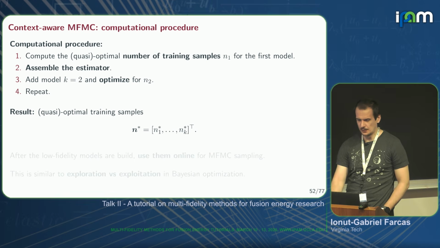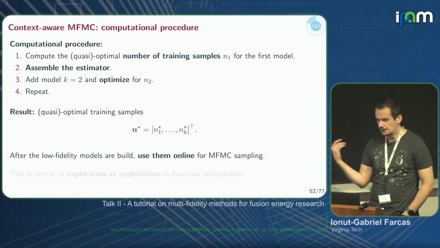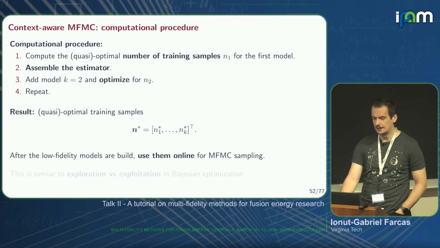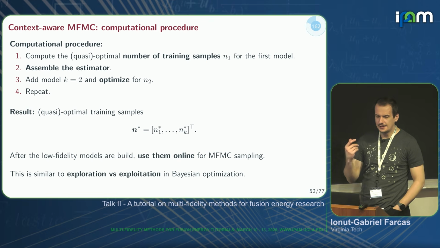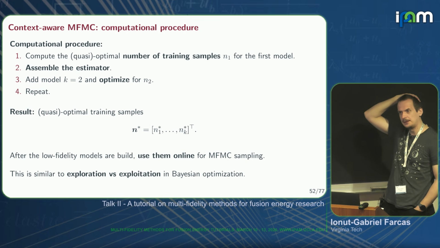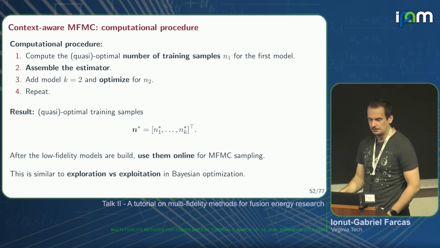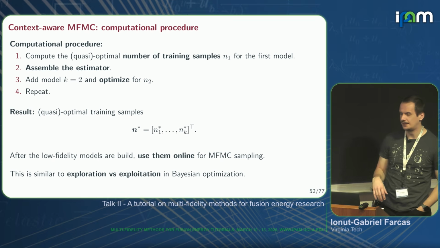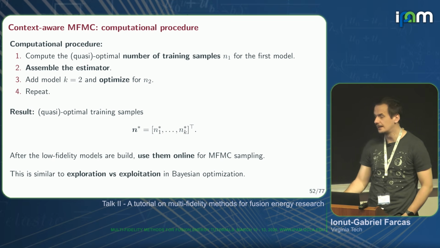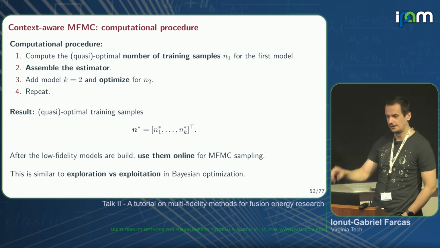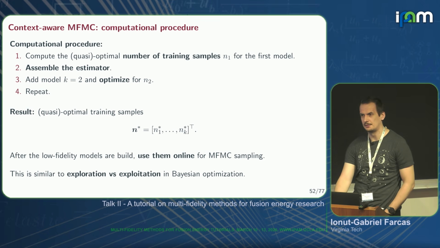And then we have this quasi-optimal training sample size for the K models, and after that we use these models online for multi-fidelity Monte Carlo sampling. To a certain extent, this is similar to the concept of exploration versus exploitation in Bayesian optimization, and John and collaborators have papers in this direction in multi-fidelity Monte Carlo sampling, where they approach this from a different perspective. So this balancing of exploration versus exploitation.